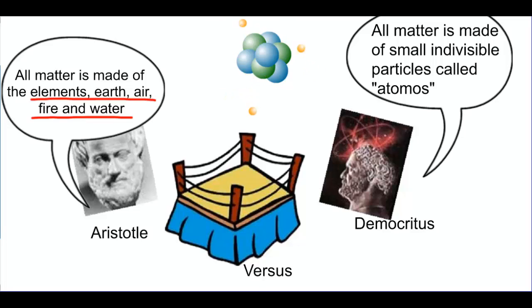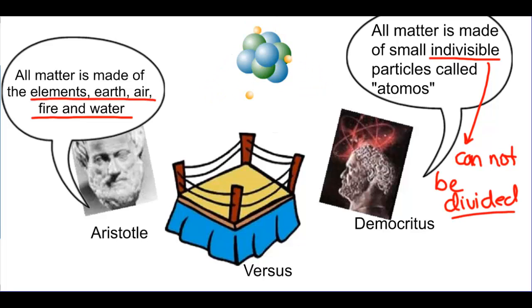And another school of thought was Democritus. And Democritus thought that matter was made of smaller, indivisible particles called atomos. Indivisible means cannot be divided. Okay? So he thought of no parts to atoms, just think of atoms like hard spheres. So he thought that atoms were made of smaller particles. Those particles were very similar to hard spheres.